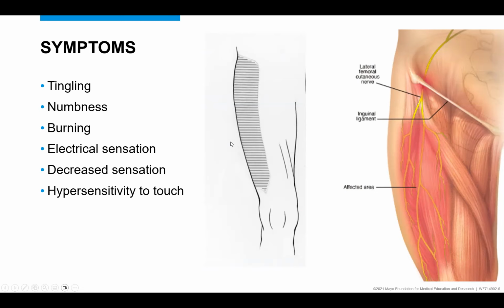So this is the general distribution, and every patient's distribution is going to be slightly different. Sometimes the nerve will extend more anteriorly, but it's mostly the anterolateral aspect of the thigh, and you can see it in this picture as well in the reddened or erythematous area.